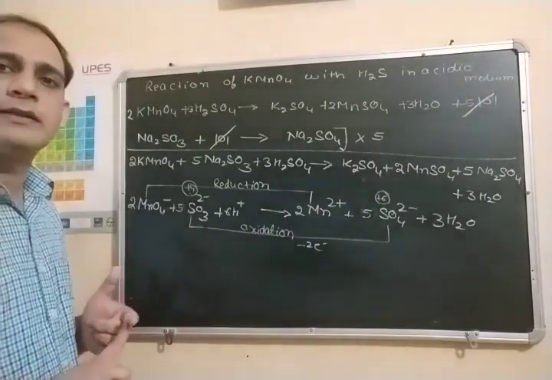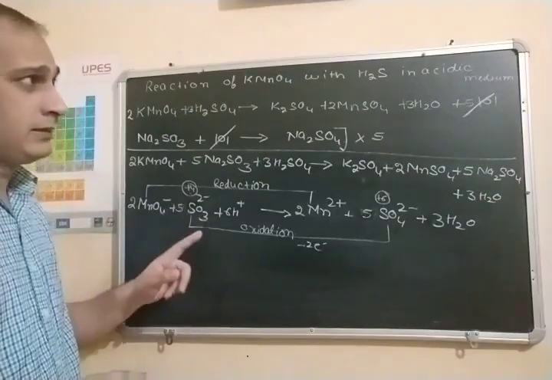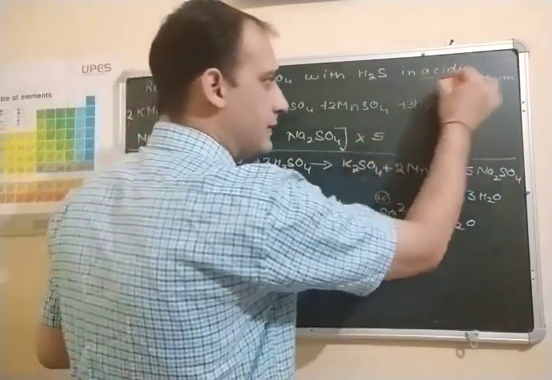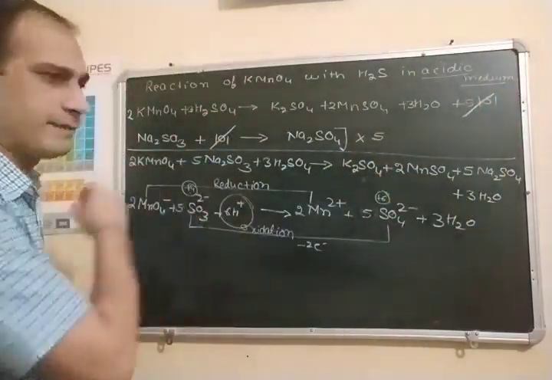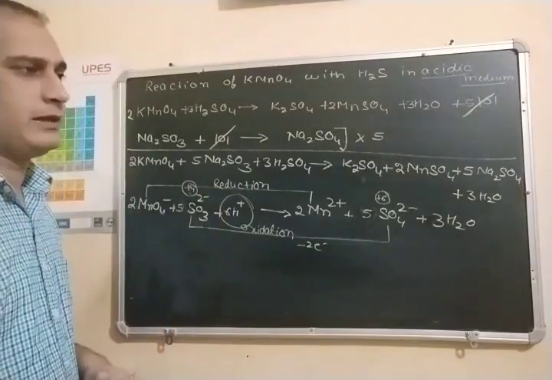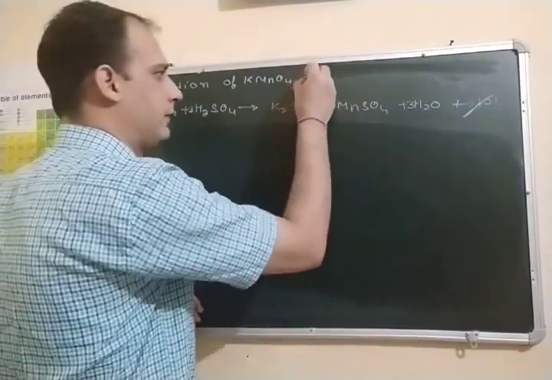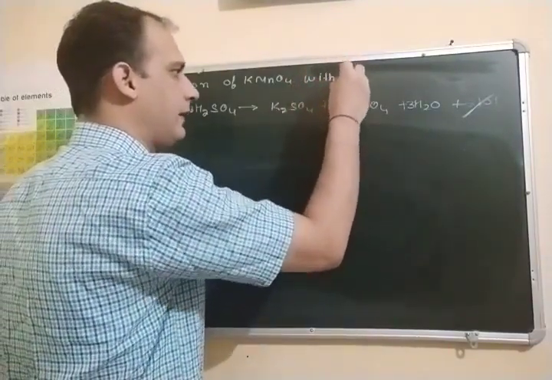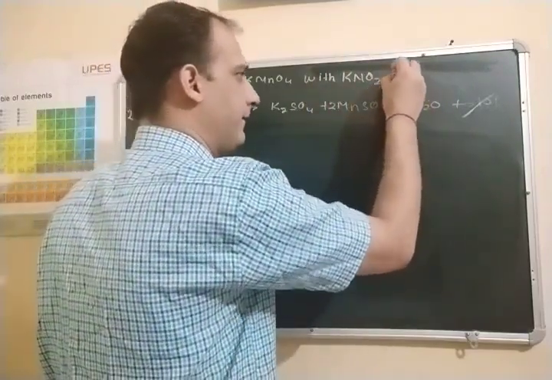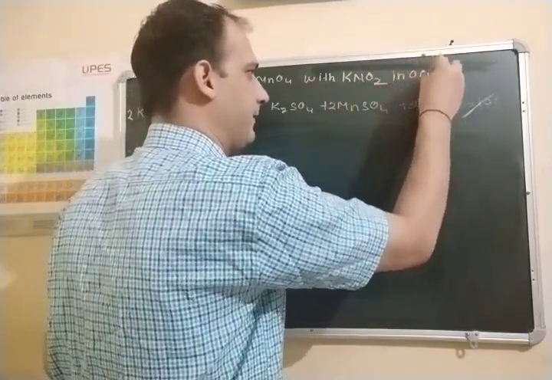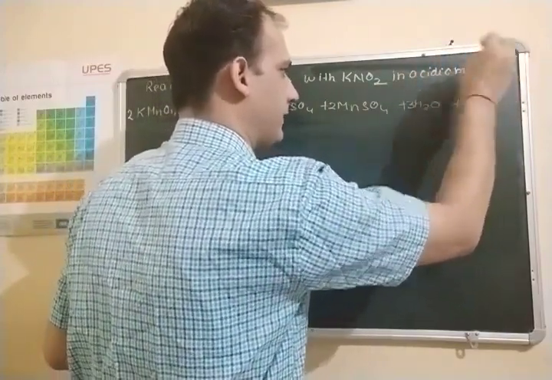The most important thing to balance such kind of equation is medium, in which medium the reaction is taking place. Here I have specified in which type of medium the reaction is taking place. The reaction is taking place in acidic medium, that is why there is addition of what? H positive ions. Next is reaction of KMnO4 with KNO2. Reaction of KMnO4 with KNO2 in acidic medium. Still the reaction is taking place in acidic medium.